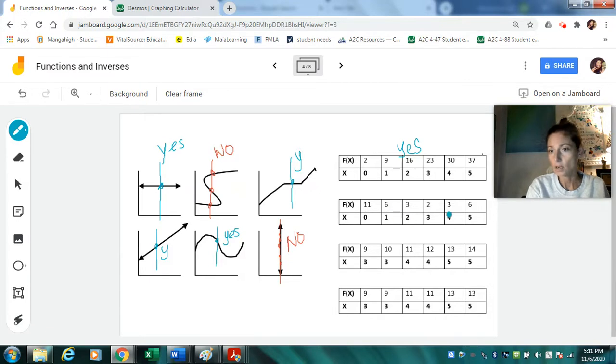Here, again, all the x values are different. That's a good sign. And I do see that there's some values that have the same y value. So 1 leads to 6 and 5 leads to 6. And again, that's okay because I always know what's going to happen at 1. I always know what's going to happen at 5. Same thing here. 2 leads to 3 and 4 leads to 3. That's okay because I always know what happens when I have an input of 2. I always know what happens when I have an input of 4. So this again would be yes.